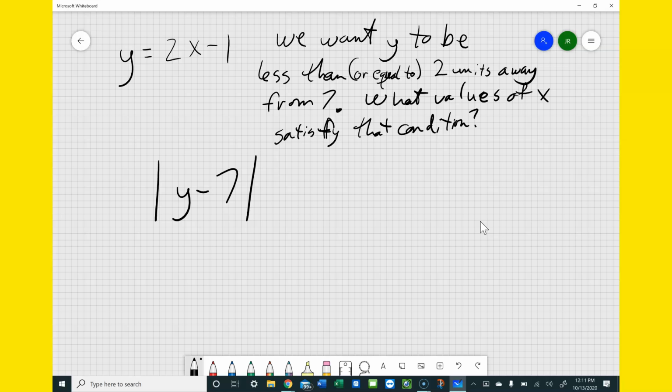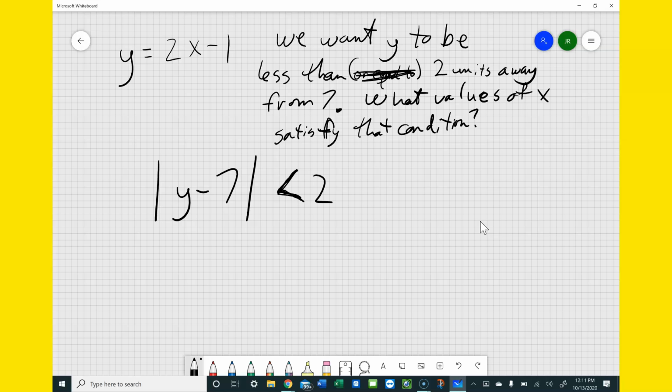So use the absolute value symbols, which means y minus 7 or 7 minus y. Either one of those would work. And we want that to be less than 2 units. Or I could even eliminate that or equal to. We just want it to be less than 2. So it's within 2 units of the value 7.